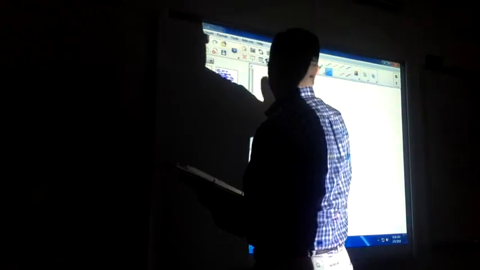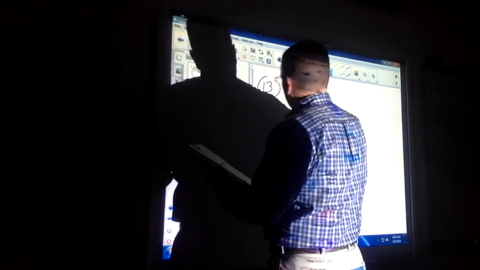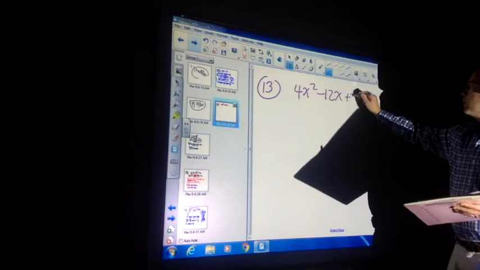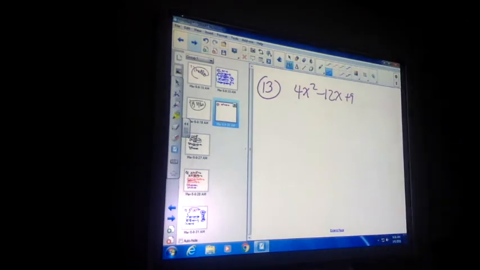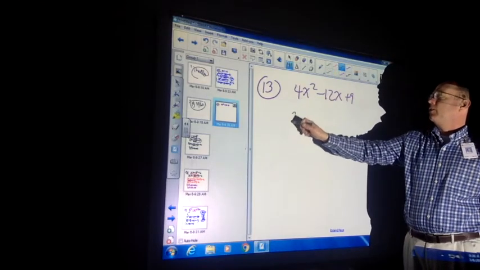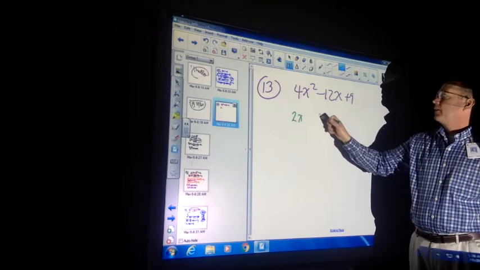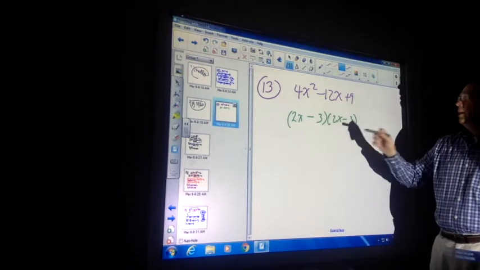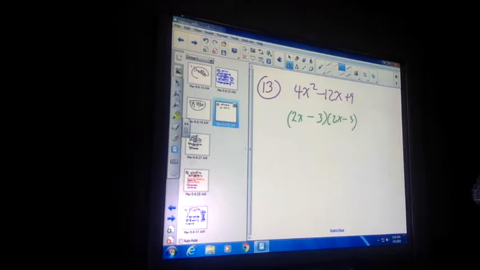13? Yeah. And 14. Okay. 13. We got 4x squared minus 12x plus 9. Okay, it does not look to have a greatest common factor. It's very possible this is a perfect square trinomial, which, if you know how to do perfect square, you take the square root of that, take the square root of that, put the same sign in both. That's my answer. Okay? If you recognize that.